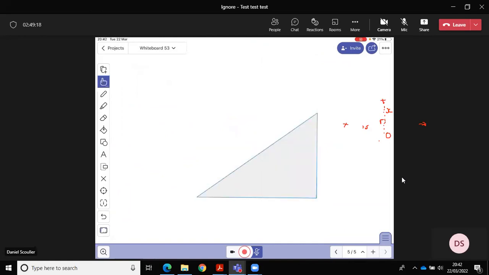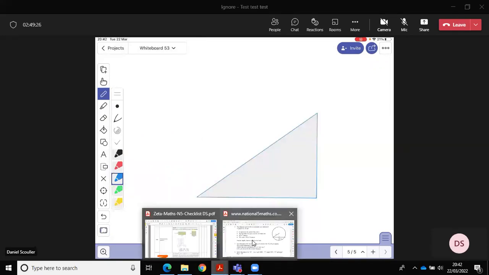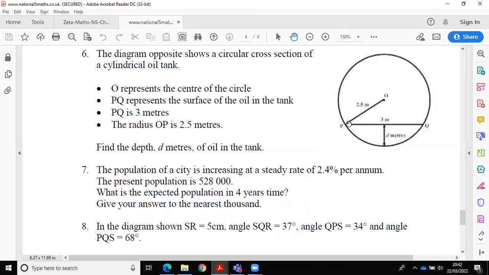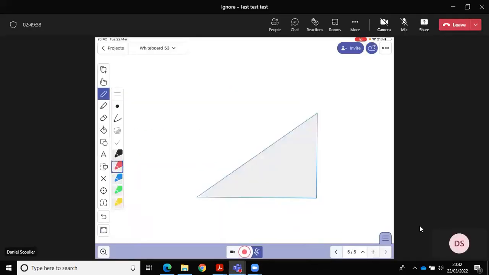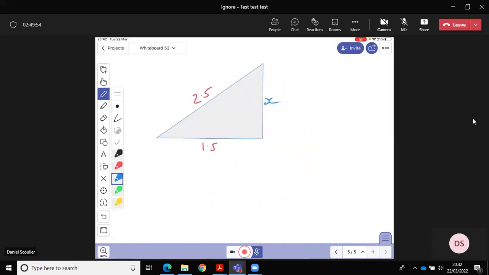Okay, so we've been left with that right angle triangle. The hypotenuse is the radius, which was 2.5 meters, and the bottom side is going to be 1.5. So we've got a hypotenuse of 2.5 and the bottom of 1.5, and this is our missing side here, X.